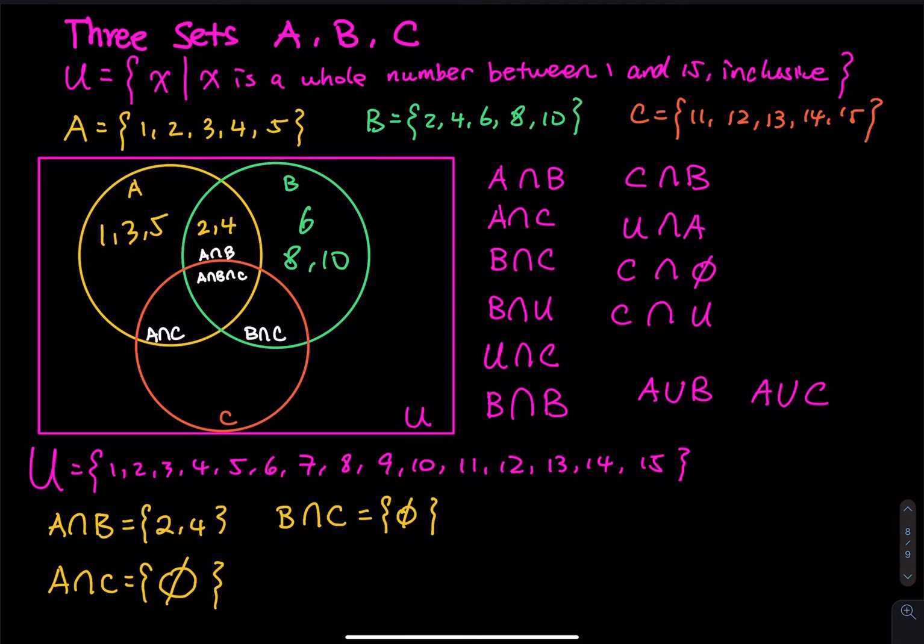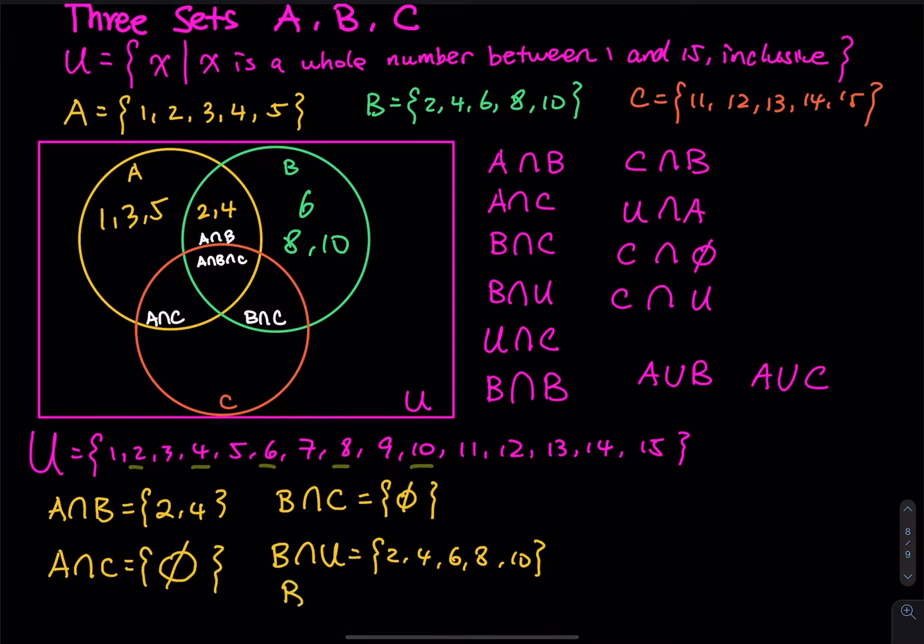And then B and the universal set. B is 2, 4, 6, 8, 10, so B intersect the universal set will be 2, 4, 6, 8, and 10, right? So B is completely inside universal. So B and universal is 2, 4, 6, 8, and 10, and we can say B is completely inside the universal set.